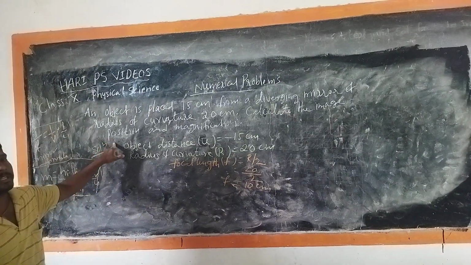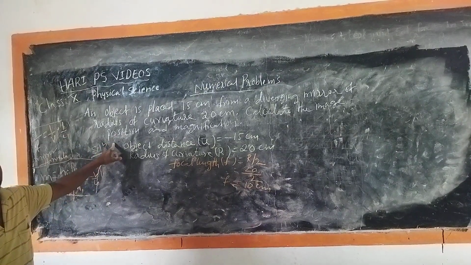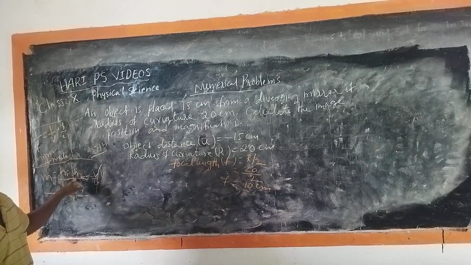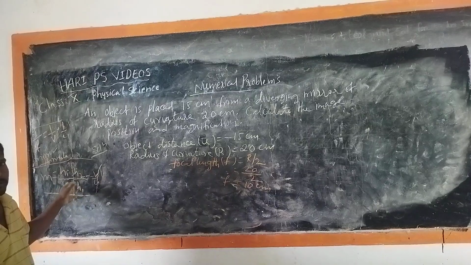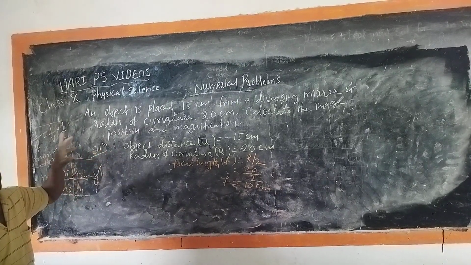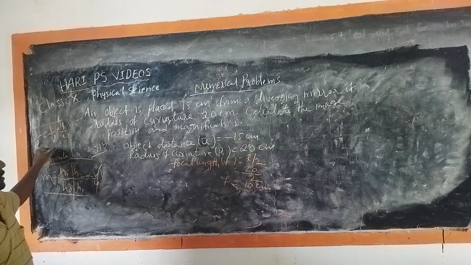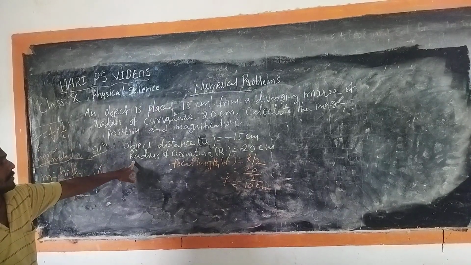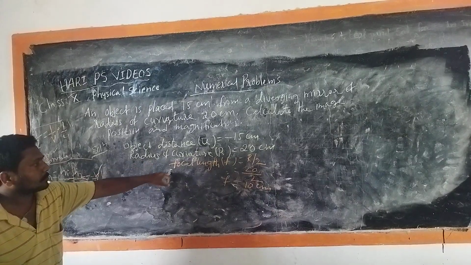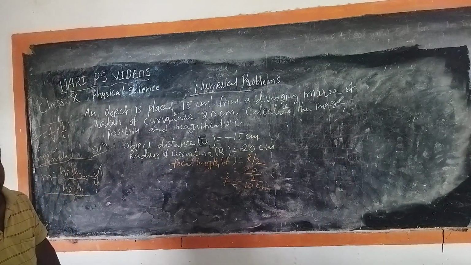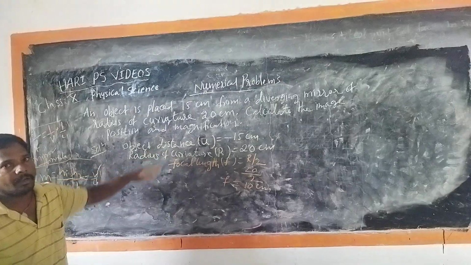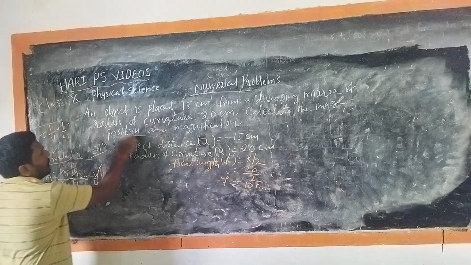To find the position of the image using magnification, we would require the height of the image and the height of the object, but this problem doesn't give those. Only the object distance is given, so we use this formula. The radius of curvature is given, so from it we find the focal length. We know the focal length and the object distance, so from this we find the position of the image.